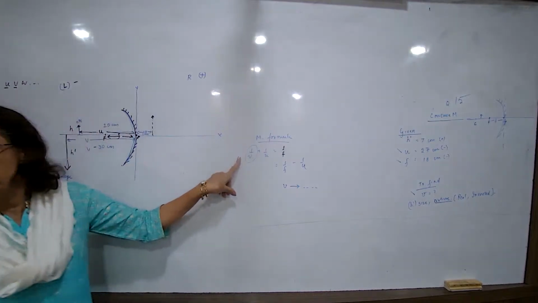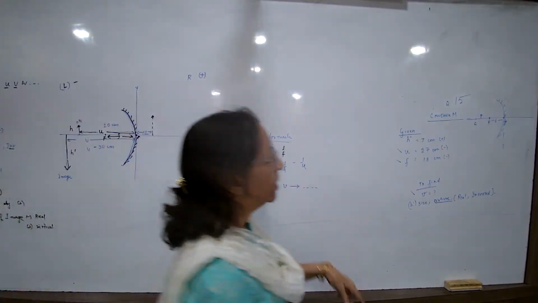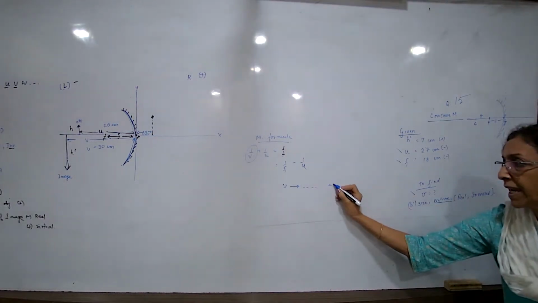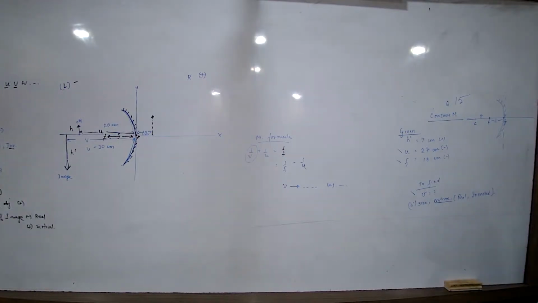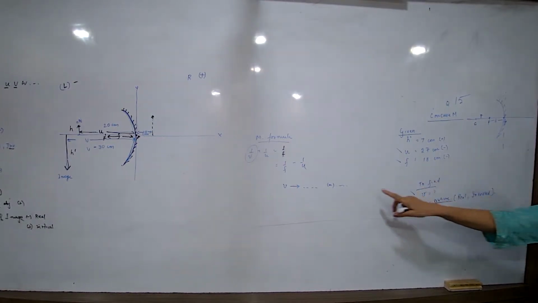Will it be positive or negative? Where do you think the image will be formed? Will it be formed here or here? Left side. Correct. So it's going to be negative. So your value of V will be minus something. It's obviously going to be more than 27 because it's an enlarged image, so somewhere here it will be formed. Understood? So you'll get the value of V.